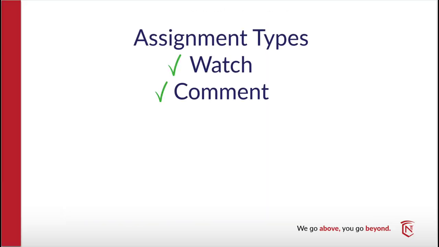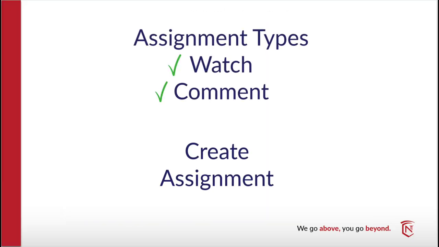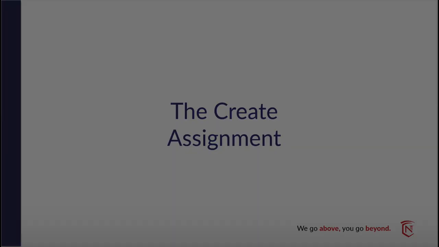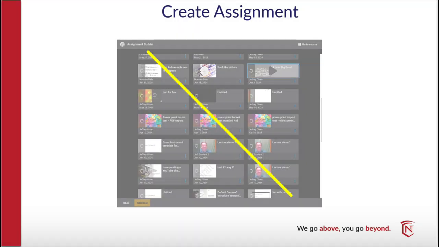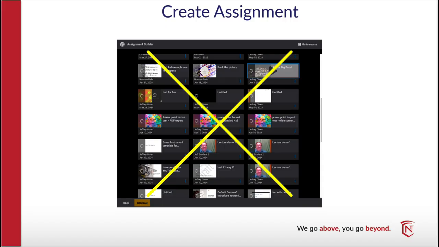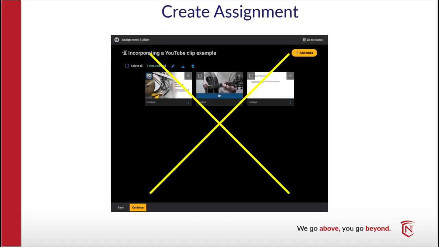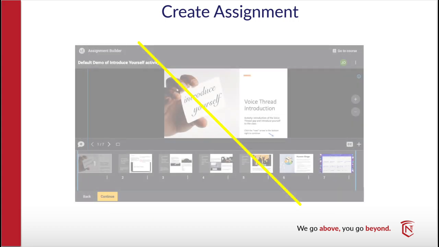We have one more assignment type, the Create assignment, where students create their own full voice thread. Most of the actions you will take will be similar to the other two assignment types that we just walked through, so I will just highlight some of the differences. After choosing Create and Continue, you will skip through the steps of looking through your voice threads, choosing a thread, selecting slides, and posting comments and annotations on various slides.